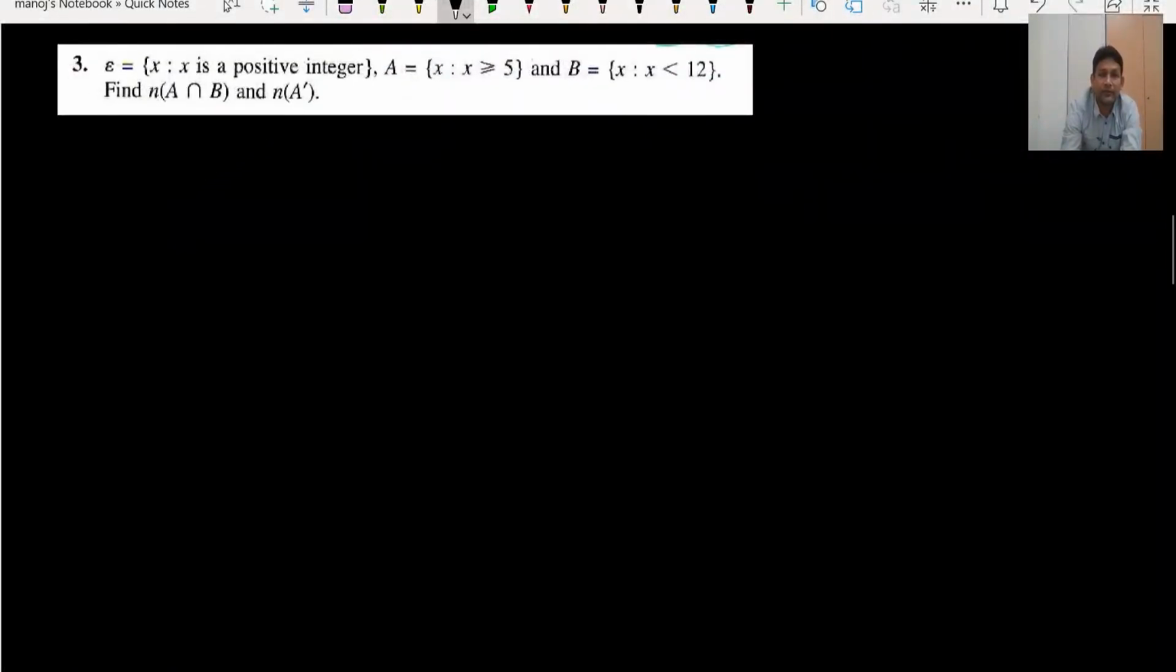Question number 3. X is a positive integer, so it means the limit is not given. Limit is not given, so it means we have an infinite set. Okay, moving to A part.